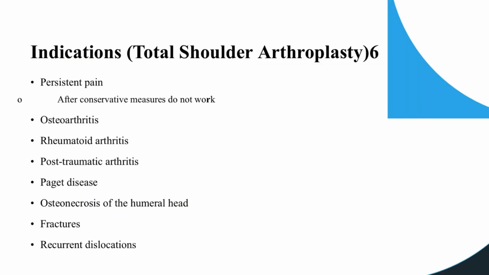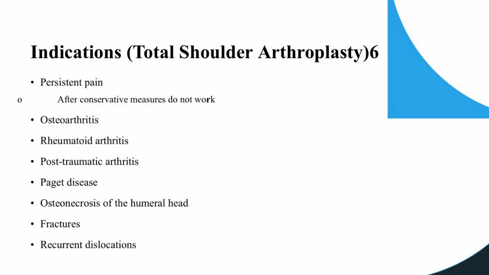Alright, so on page 630, the primary indication for surgical intervention is unremitting pain, rather than decreased range of motion, after a failure of conservative measures.